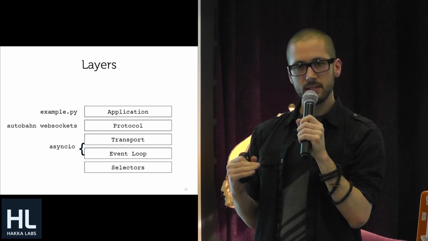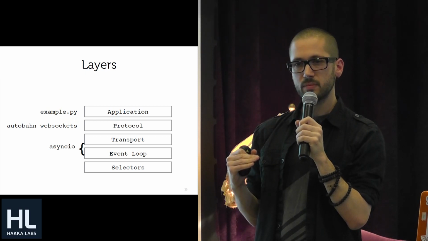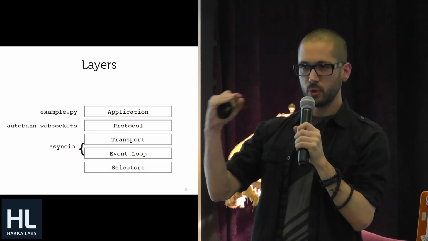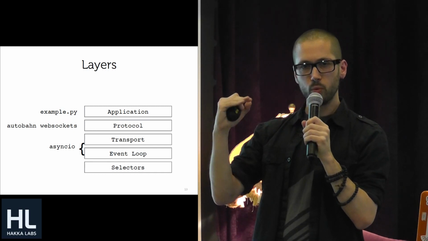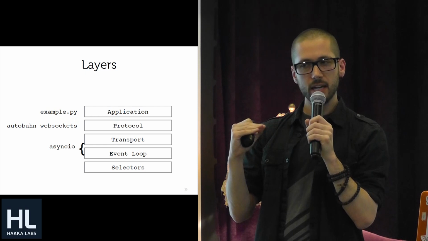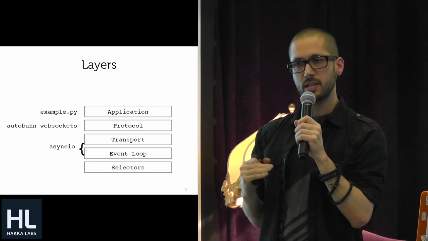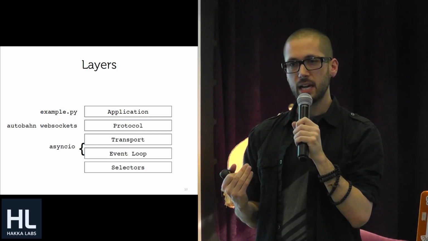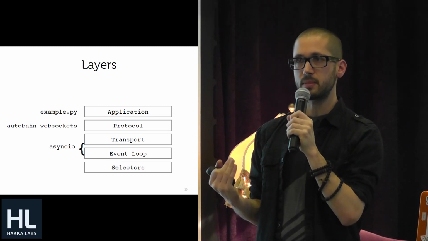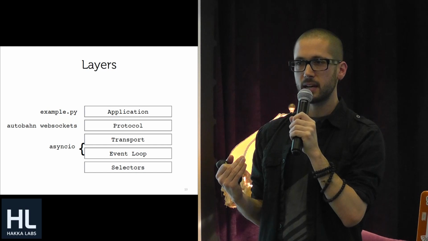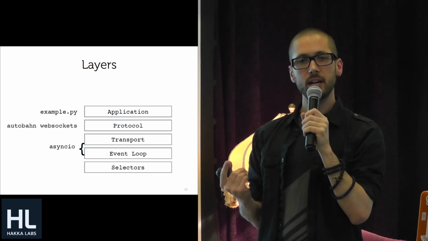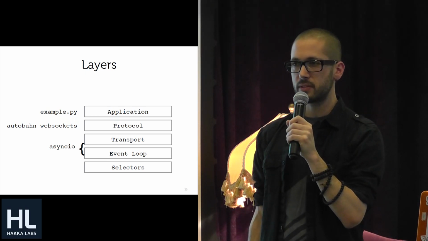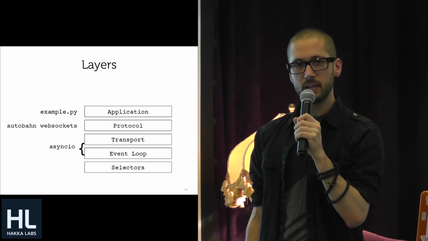And here, Async IO follows Twisted's terminology. So we have the same idea of a protocol, which decides what bytes to send, and a transport, which knows how to send and receive bytes. So a protocol is like WebSockets, and a transport is like TCP. Async IO provides you with some transport wrappers, so it gives you a way to talk TCP.